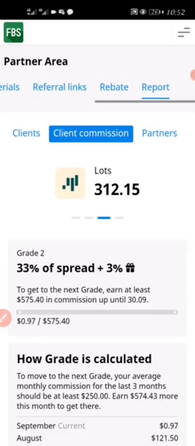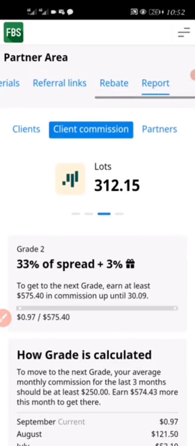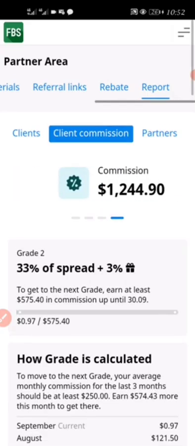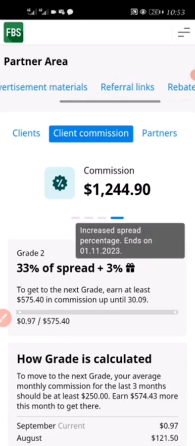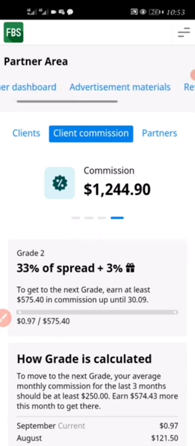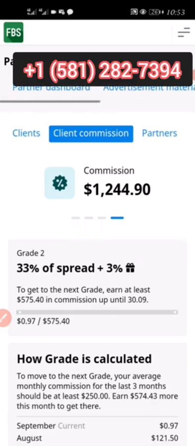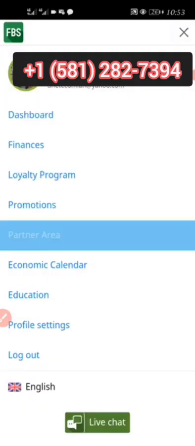So when they are trading, I make money. This is the total lot I've made so far from these people, and this is my total commission I've made from these people. I've withdrawn a lot of money from them. Let me show you. Let me go to partner area and see.